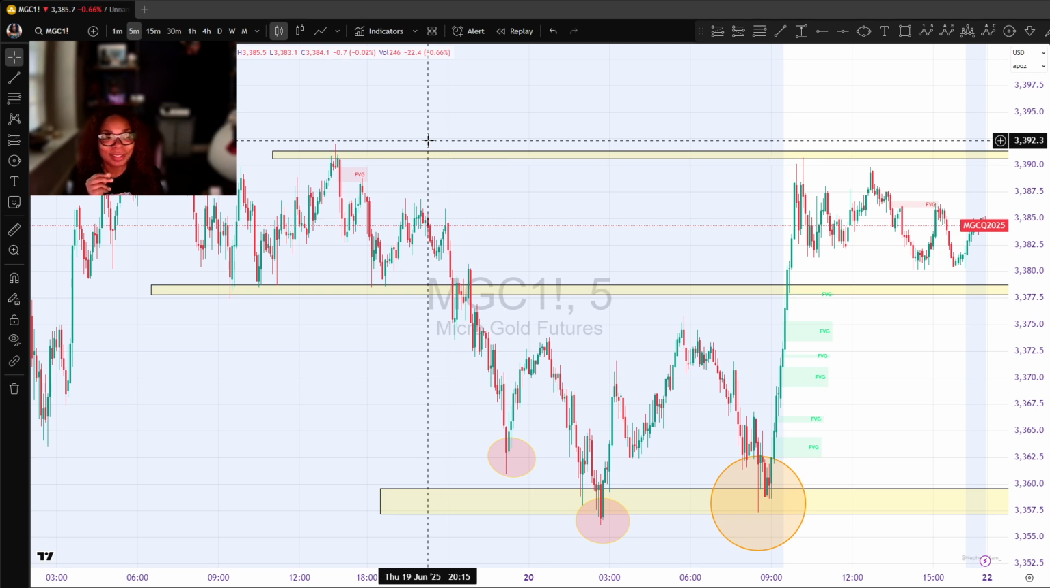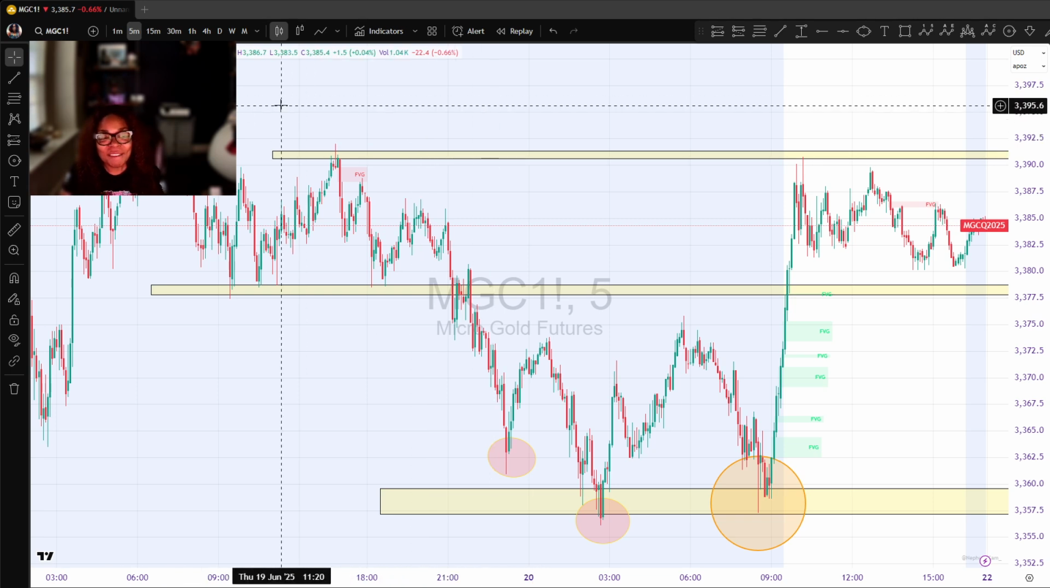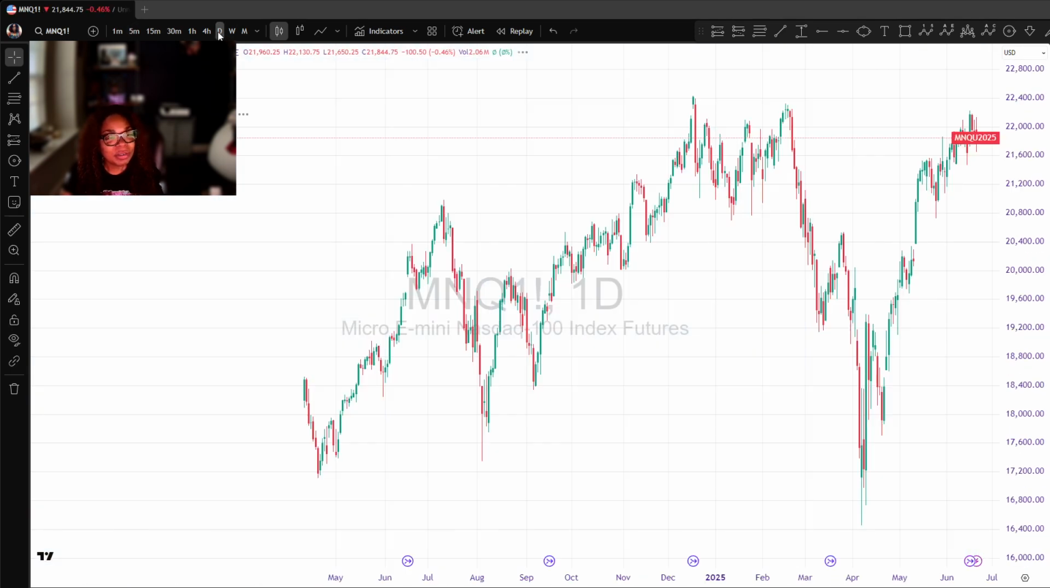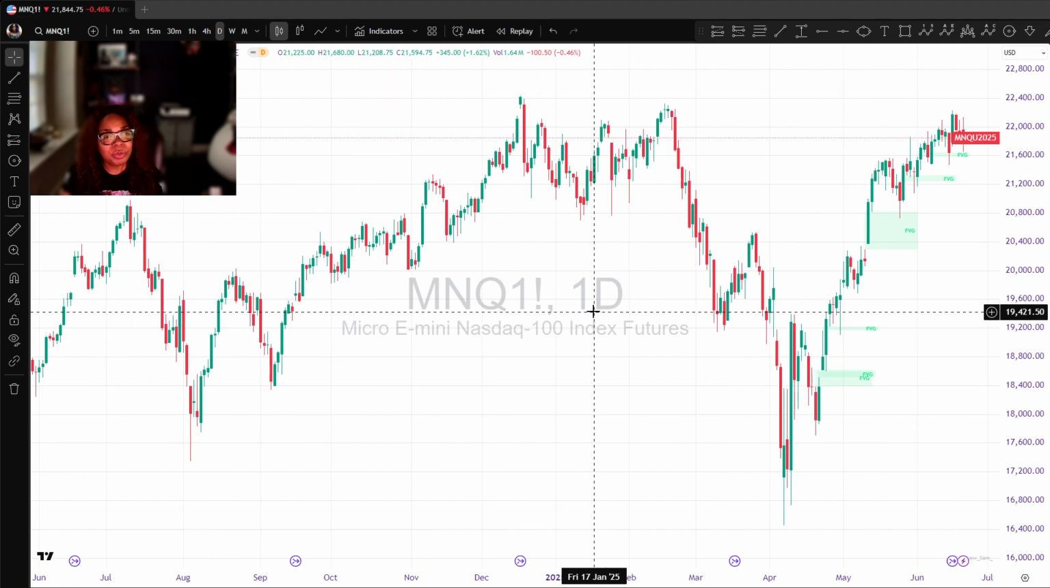We need our coins. But that's all I have on gold, and we're going to look at NAS. So NAS is pretty much doing the same thing.